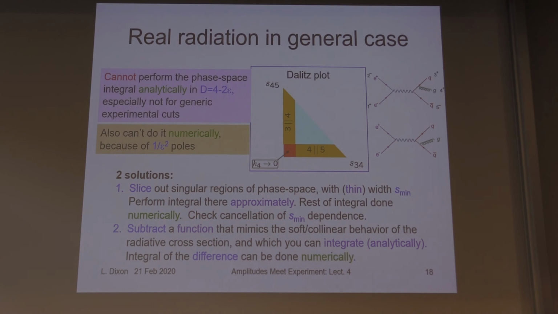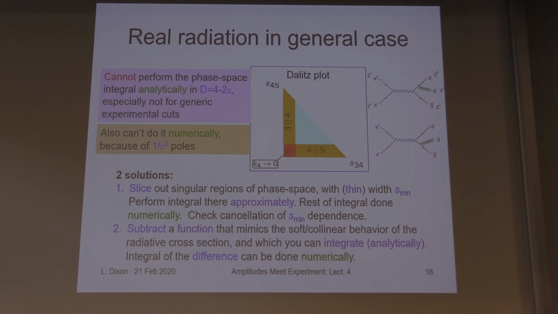So there's two strategies to try to automate next-to-leading order calculations that takes into account the fact that, well, there are 1 over epsilon squared poles, so you can't very easily do the numerical integration right away. You first have to expose the poles. So the two solutions are called slicing and subtraction.